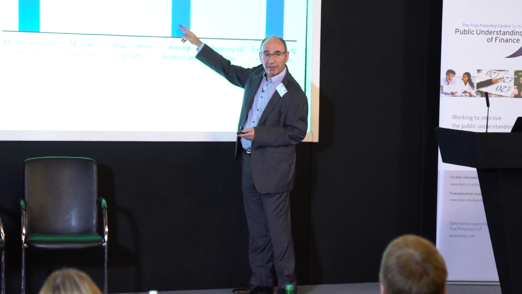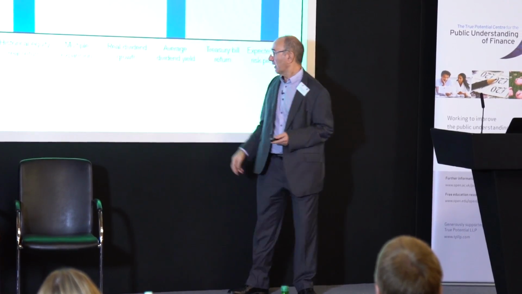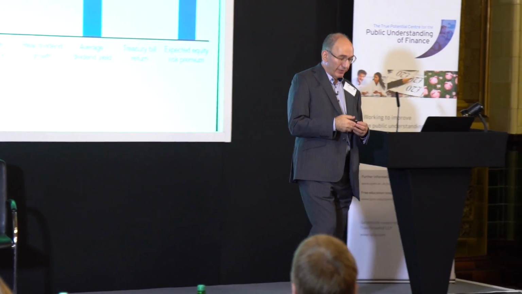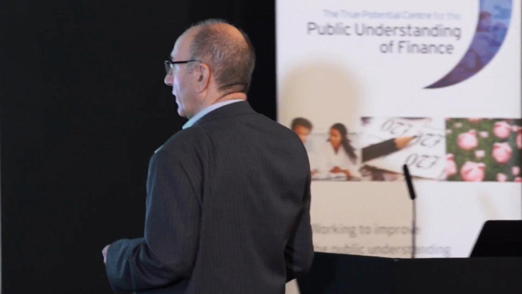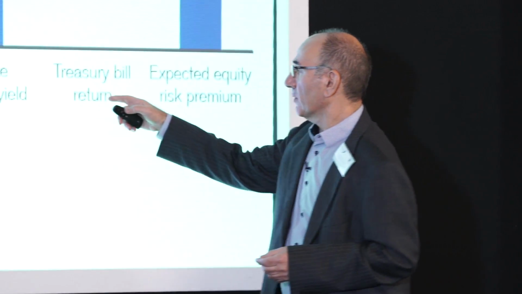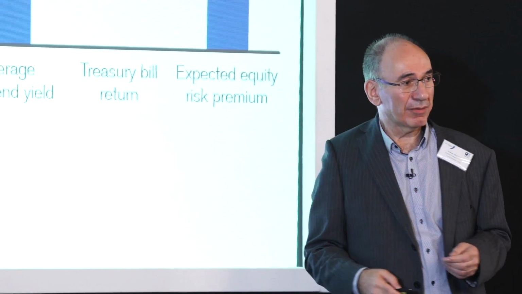In fact, if you do the calculations carefully, that is exactly the same as the average dividend yield that was earned historically. This is not an approximation or an interpretation. It's simply arithmetic. And we could talk about that, if you wish, later. So historically, the average dividend yield, if we deduct the Treasury bill return, has given us the equity risk premium.